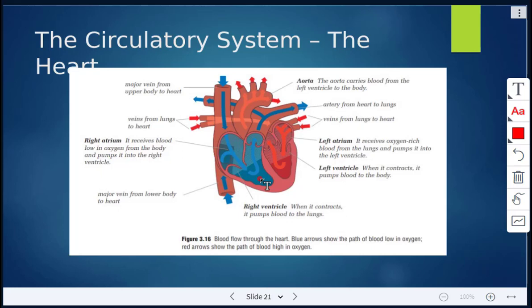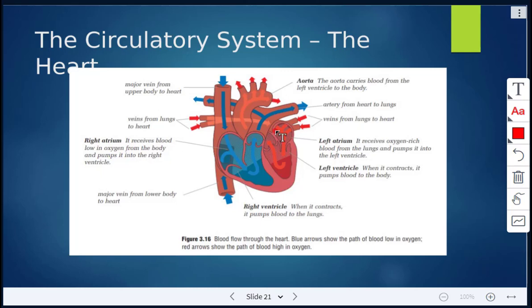That will contract, which will push the blood through these arteries, which will take the blood to the lungs, because it needs to pick up oxygen and drop off the carbon dioxide. Then the blood is going to come back to the heart through these veins. It's going to enter the left atrium.